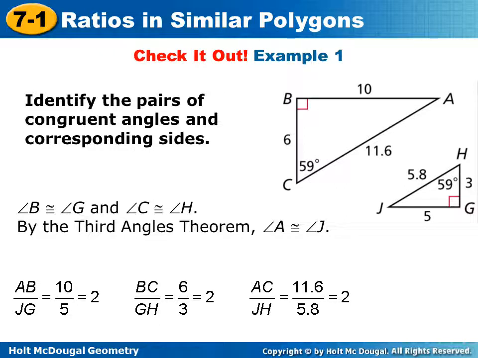AB and JG are proportional, 10 to 5, which is the same as 2. BC and GH, 6 to 3, which is 2. And AC to JH, which is 11.6 to 5.8, which is also 2. So they are going to be a pair of similar triangles.